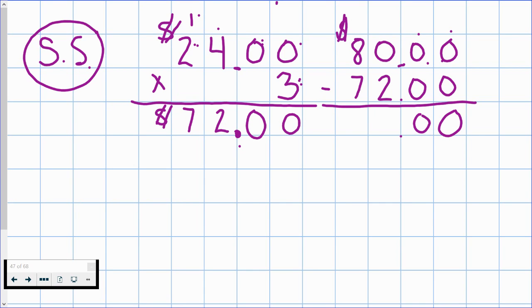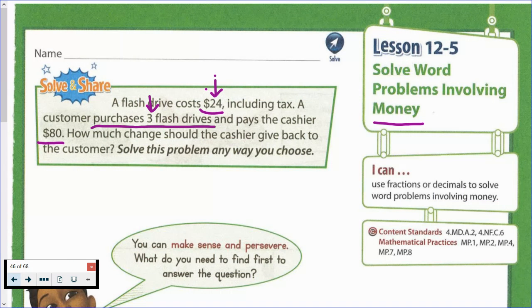0 is not able to subtract 2 in this situation, so we need to regroup. So come over to the tens place. Instead of 8, we have 7. Complete your regrouping back in the ones place, and now we're able to finish the subtraction. 10 take away 2 is 8. 7 take away 7 is nothing, but we don't have to write that. So we have discovered that the customer should receive $8 in change. So coming back over to the solve and share, we know our final answer is $8.